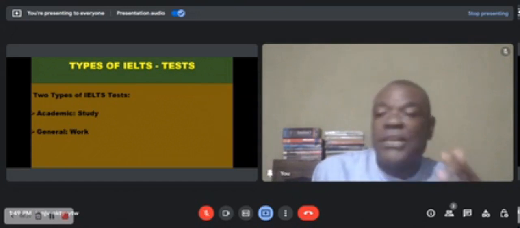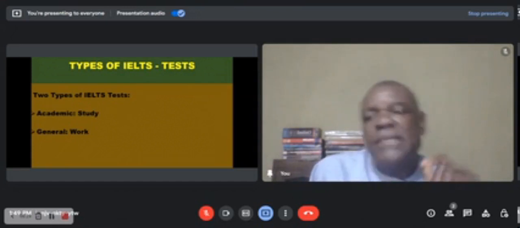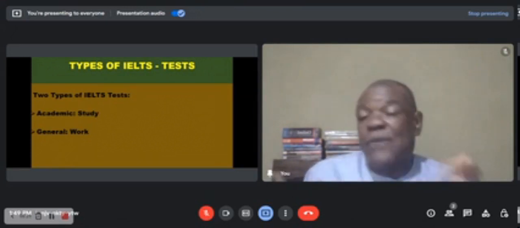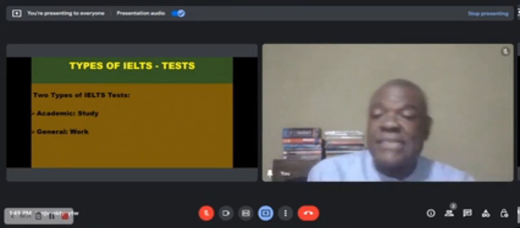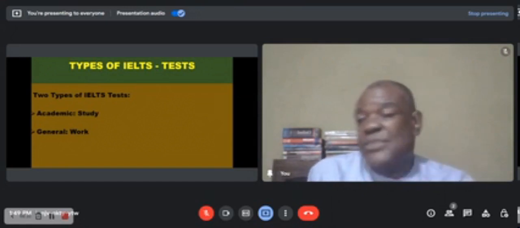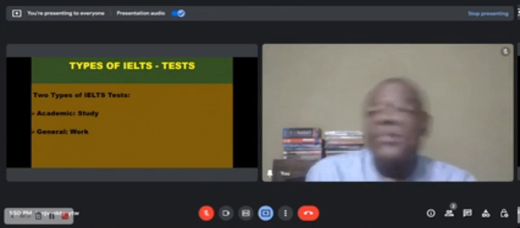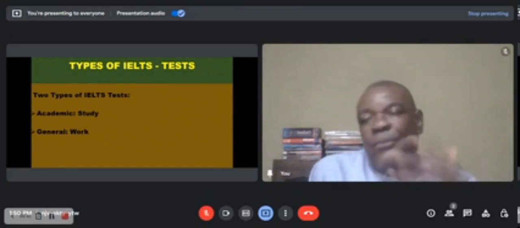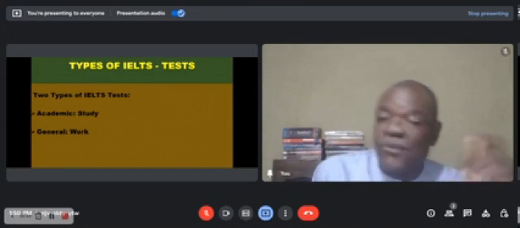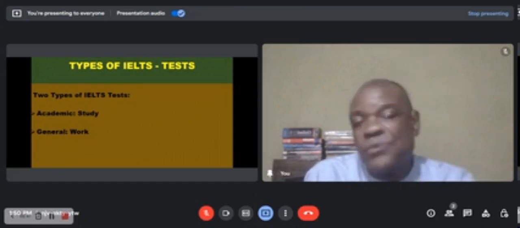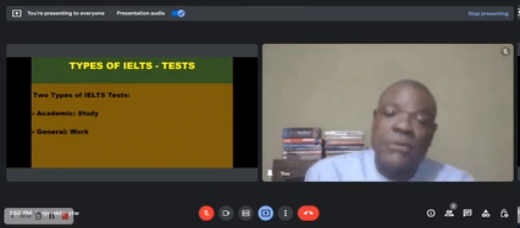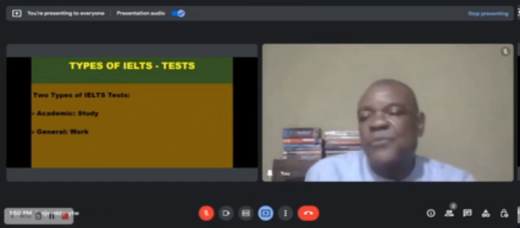You have to be sure of what you are going to do in that country. If you are going to study, you need the IELTS academic study. And apart from study, if you are going to practice any of the major professions like medicine, law, accounting, you also need the academic IELTS test. So make sure you go for the appropriate test, because if you go for the wrong one, it will be a huge waste of time and money, because it won't be accepted.